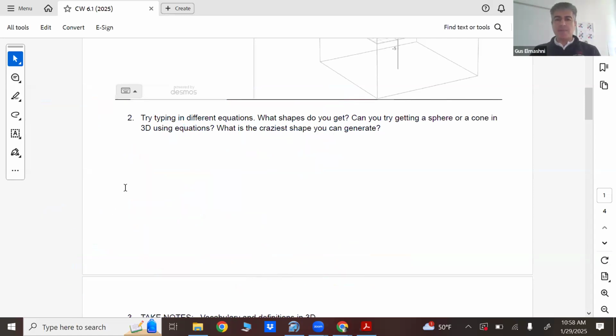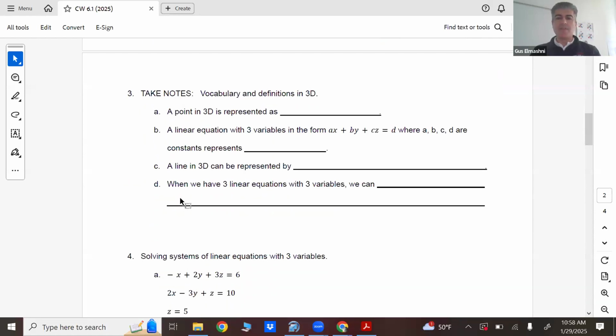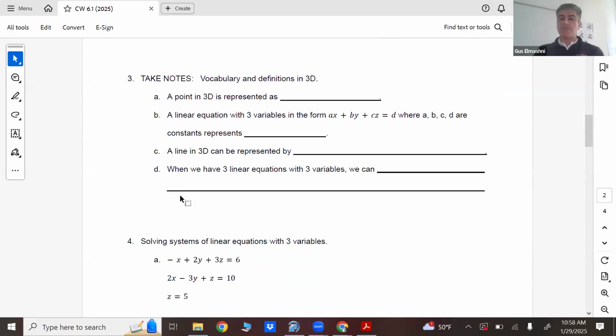Let's just try typing different equations. Let's just move on because it's not really working well. Let's move on to right here. So I want to just wrap up the 3D graphing, and then let's talk about solving a 3-dimensional equation. That's what we want to do.